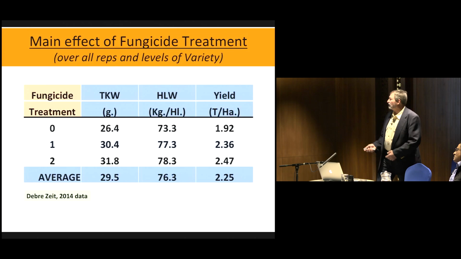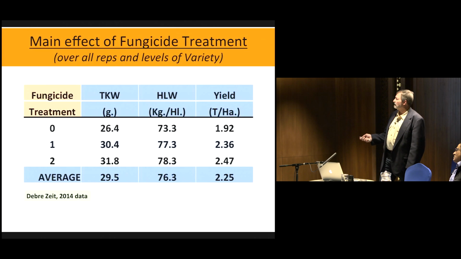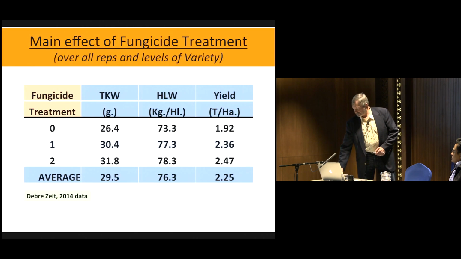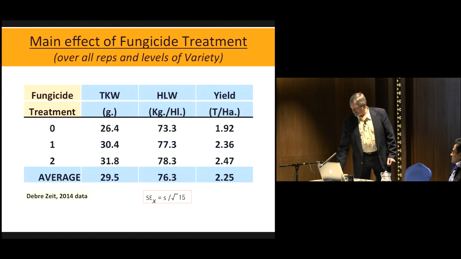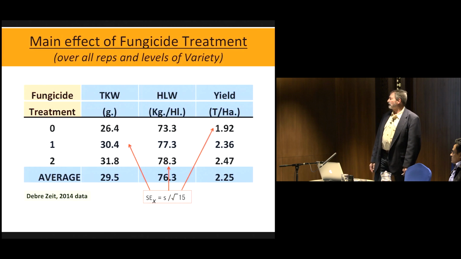So this then is the main effect of fungicide treatments over all levels, all replicates and levels of the variety. And again, each mean in this table is a function of 3 reps times 5 varieties, and so the standard error is estimated by the standard deviation divided by the square root of n equal to 15.